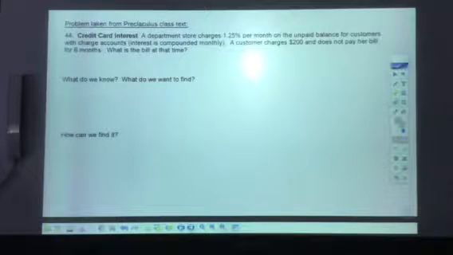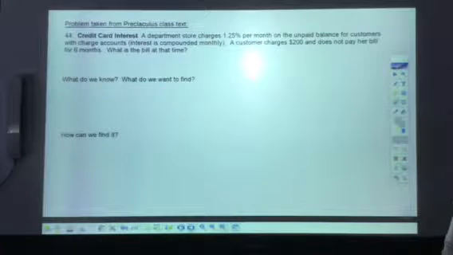So our problem is that a department store charges 1.25% per month on an unpaid balance for customers with charge accounts. And it does tell us that that's compounded monthly. A customer charges $200 and does not pay her bill for 6 months. What is the bill at that time?